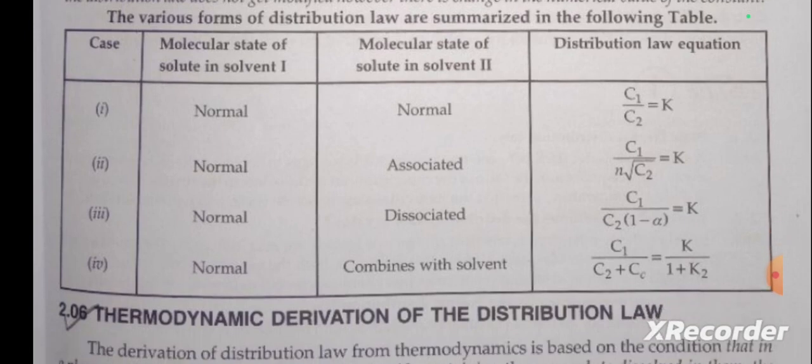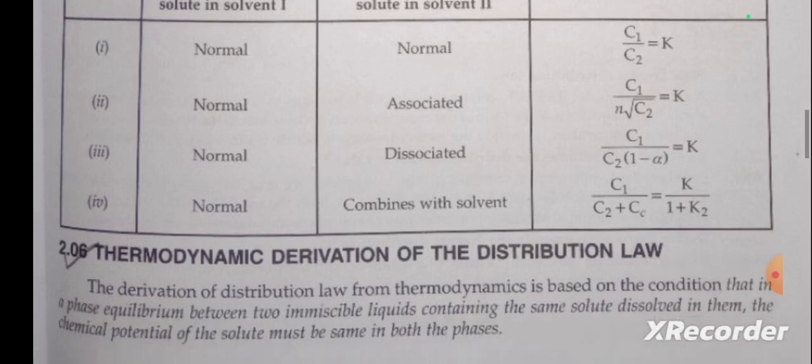Normal: C1 by C2 is equal to K. Associated: C1 by n-th root of C2 is equal to K. Dissociated: C1 by C2(1 - alpha) is equal to K. Combined with solvent: C1 by C2 plus Cc is equal to K by 1 plus K2.